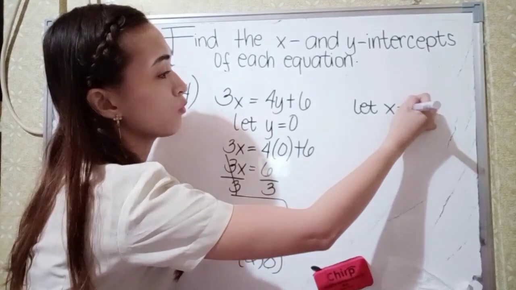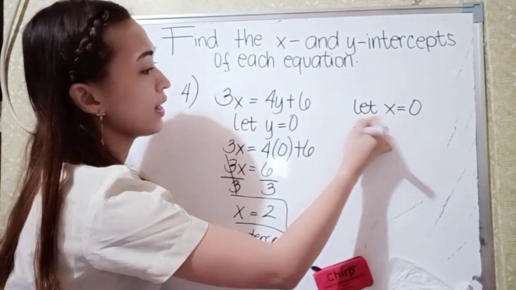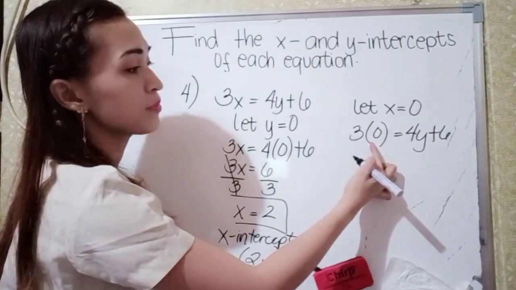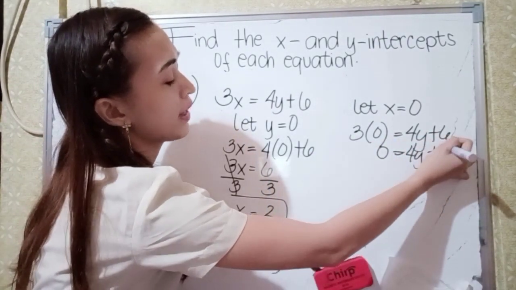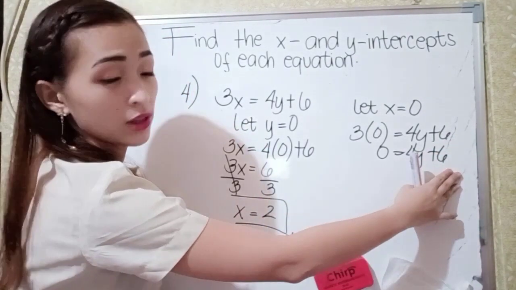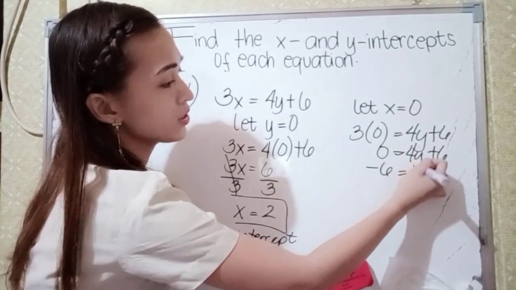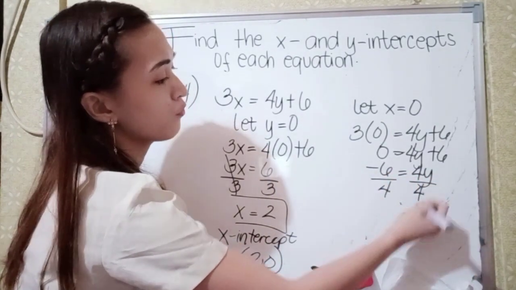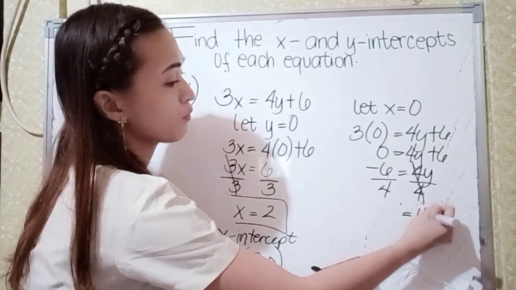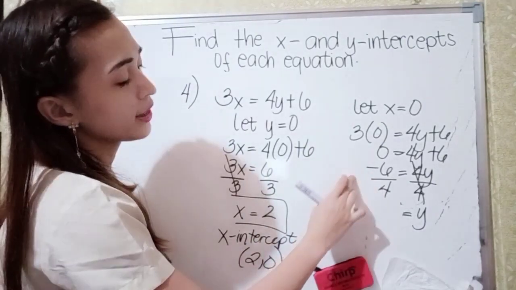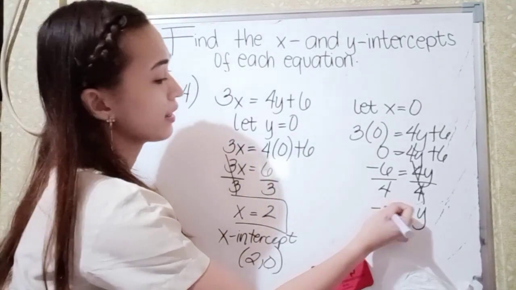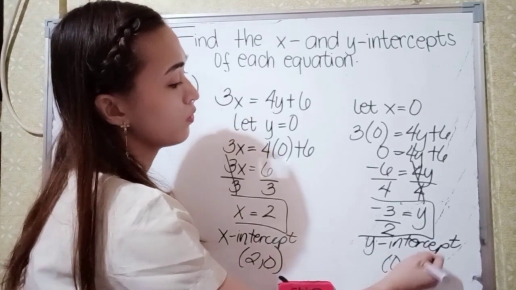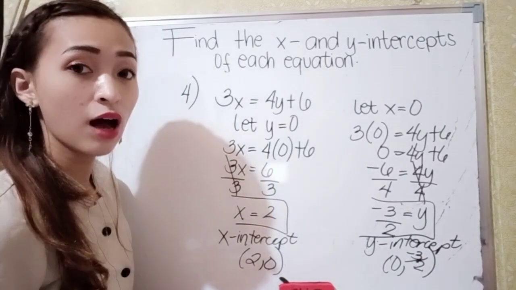Next, to get the y-intercept, let x be equal to 0. So substitute: 3 times 0 equals 4y plus 6. 3 times 0 is 0 equals 4y plus 6. To get y, let's transpose positive 6 to the left. It will become negative 6 equals 4y. Divide both sides by 4. 4 divided by 4 is 1, so that is canceled. So we have y equals negative 6 divided by 4, which we can simplify as negative 3 over 2. So our y-intercept is (0, negative 3 over 2).